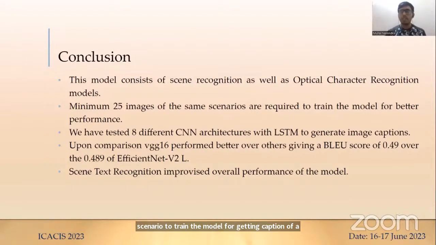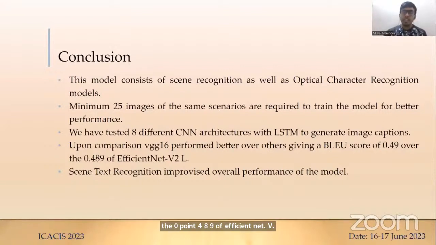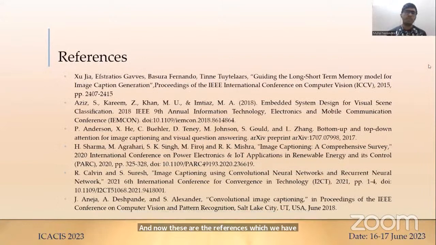We have tested 8 different CNN architectures with LSTM to generate image captions. Upon comparison, as Ben said, VGG performed better than the others, giving a BLEU score of 0.49 over the 0.489 of EfficientNetV2L. And the scene text recognition improved the overall performance of the model as it gave the text information in the image. And now these are the references which we have used in the making of this presentation.